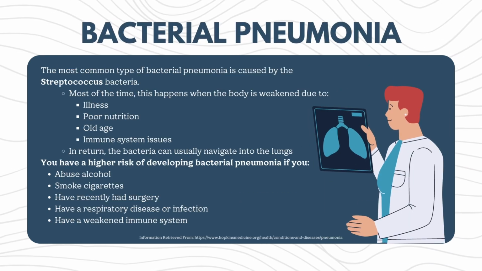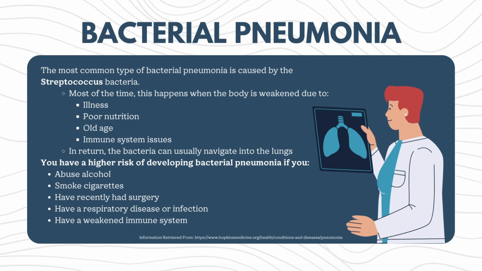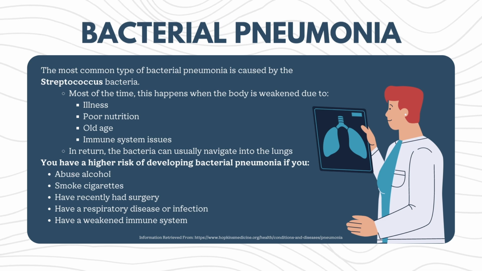The most common type of bacterial pneumonia is caused by the Streptococcus bacteria. Streptococcus is an extremely common bacteria. Streptococcal bacteria can actually cause a variety of different illnesses, such as strep throat, scarlet fever, and cellulitis. However, this is specifically the group A strep, and you can have a variety of different bacterial infections that end up resulting in pneumonia. In most circumstances, bacterial pneumonia occurs because the body is weakened for whatever reason.